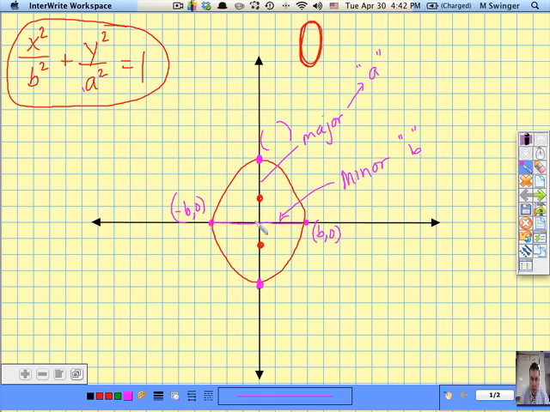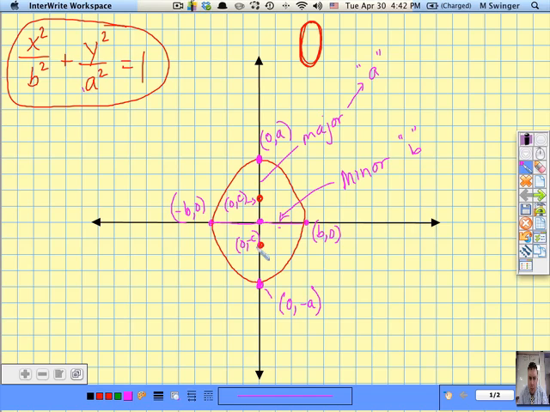So this one has to be 0 comma A, and this one has to be 0 comma negative A. Notice A always deals with the major. The foci, I just put them in here. They're probably not exactly here, but the foci always deal with C. So this one is 0 comma C, and this one would be 0 comma negative C. All have a center of 0, 0. So there's how you find your A's and your B's and your C's.